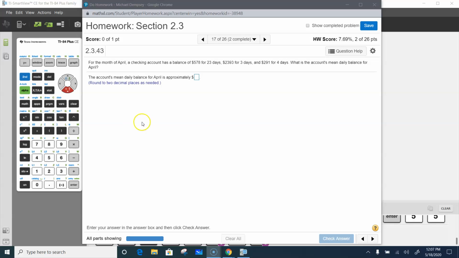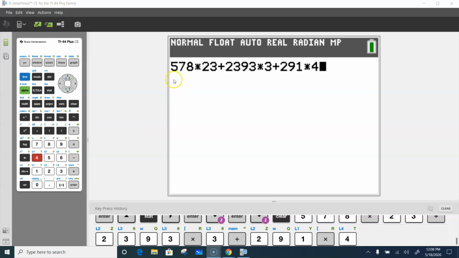So for 23 of those days, we had a balance of 578. For 3 of those days, we had a balance of 2393. And for 4 days, we had a balance of 291. So translating that into balance per day, 23 days, we were looking at 578. If I had a list of numbers, I'd see the number 578 occur 23 times. I'd see the number 2,393 occur 3 times, and so on.